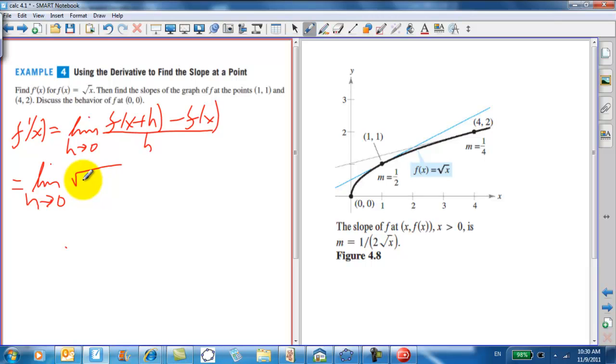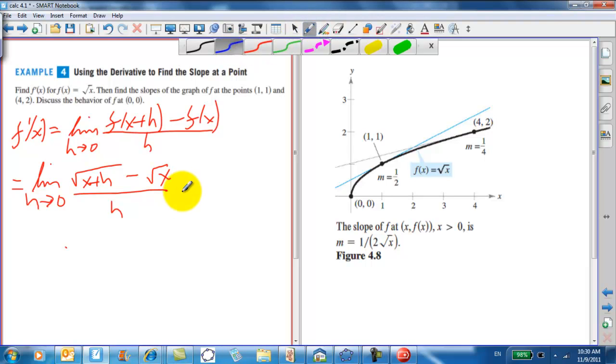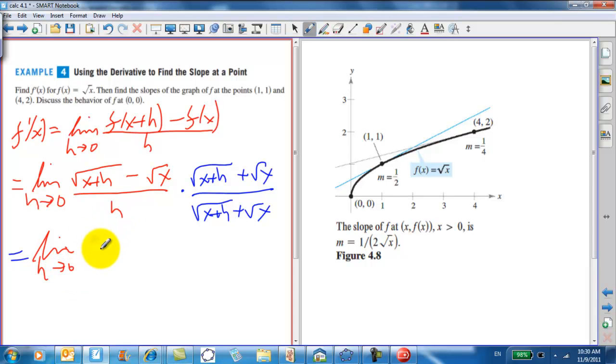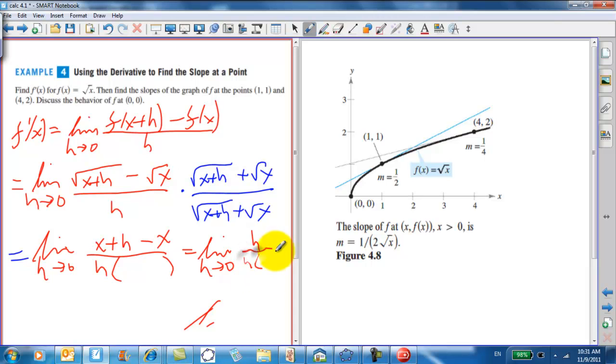So we get the square root of x plus h. Notice I put x plus h in for x there. Minus the square root of x all over h. And you did a lot of these, didn't you, in the limit section? Let's multiply by the conjugate. Square root of x plus h plus square root of x over square root of x plus h plus square root of x. And so you get the limit as h goes to 0 of square root of x plus h squared, so that's x plus h, minus square root of x squared is x, over h times all that. So you get the limit as h goes to 0 of h all over h times all that junk.